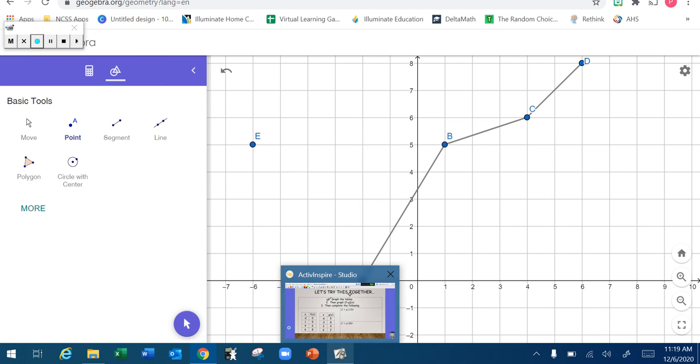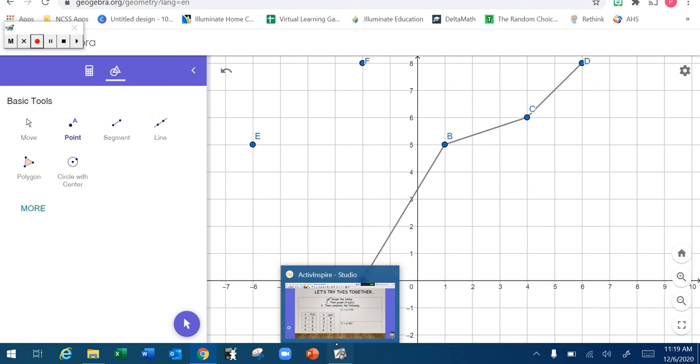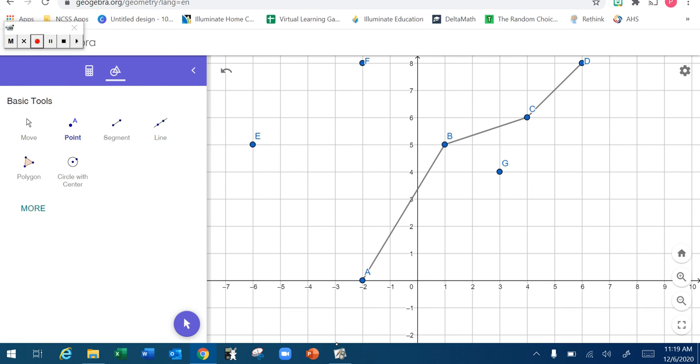And then this is -2 and 8 is my next point. And then 3 and 4 is my next point. And then 6 and 2 is the next point. So 6 and 2, there we go.